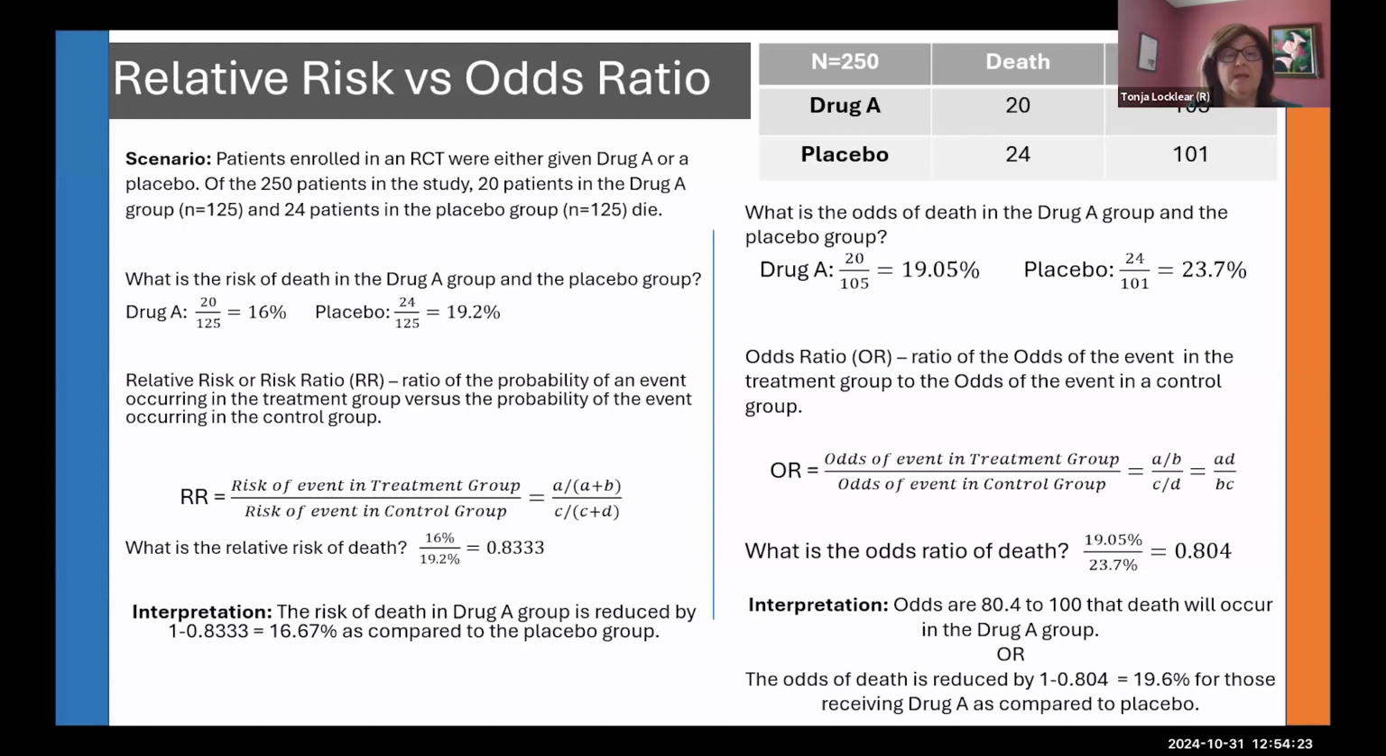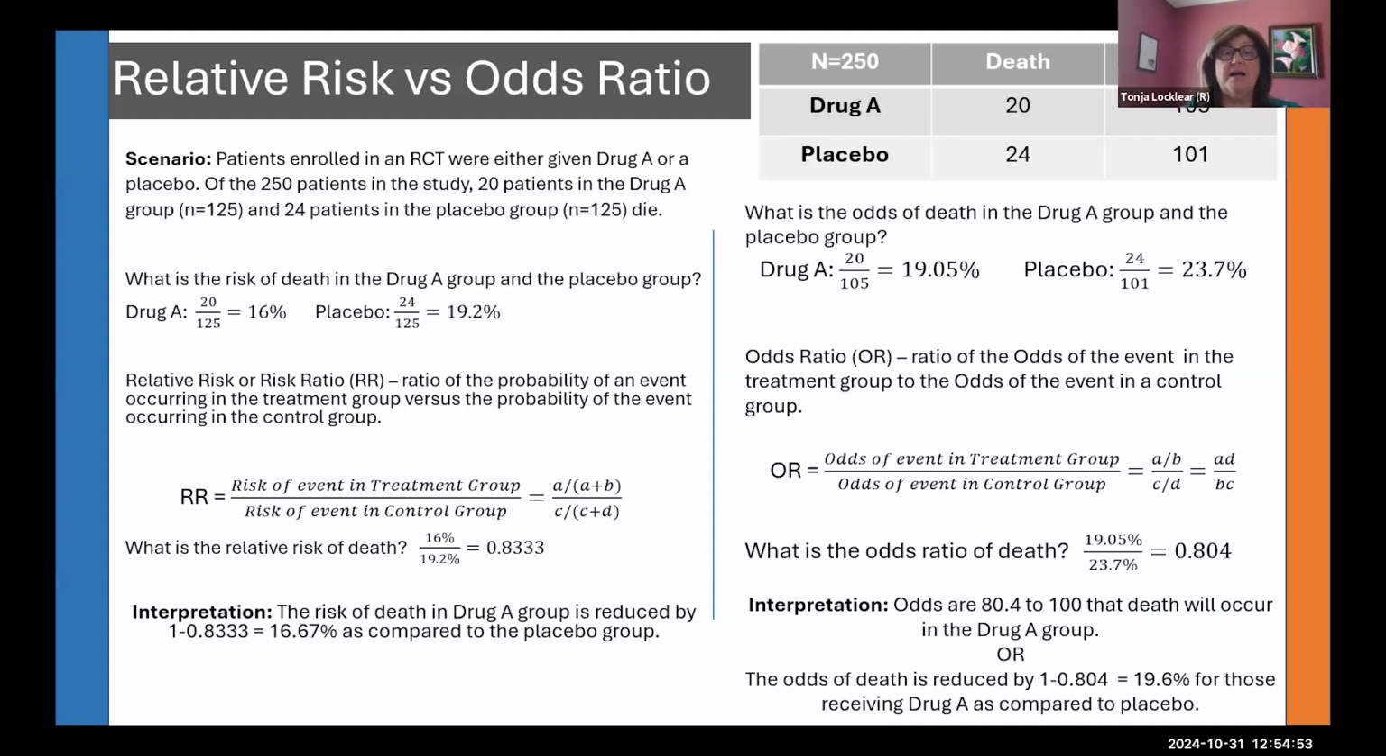So what does that mean? Well, the risk of death in the drug A group is reduced, and we subtract because this is lower than 1. So we know that the risk of death is lower. A risk ratio of 1 means it's basically even. But here we have the risk of death has been reduced, and we've reduced it by 16.67% as compared to the placebo group. And that's what they mean when they talk about a relative risk.